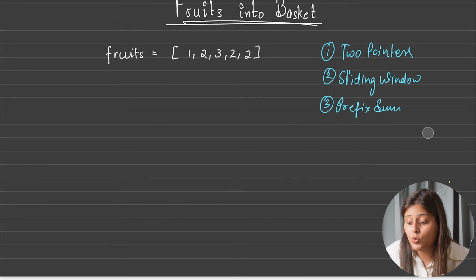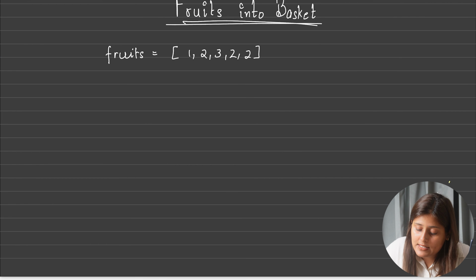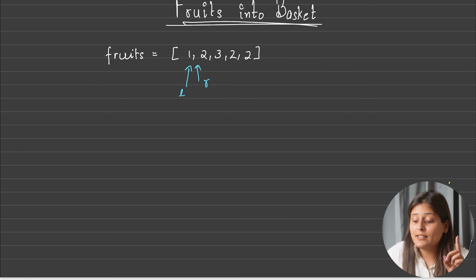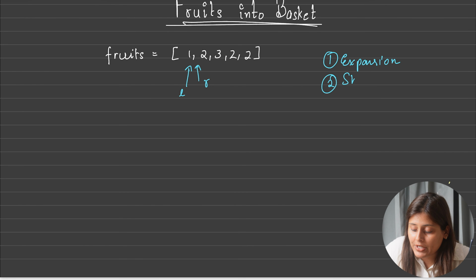Now what does the sliding window concept say? If you remember, in the sliding window, we always start with left and right, and we initialize them with the same pointer. And there are two phases in the sliding window. First is nothing but the expansion phase, which we do with the help of the right pointer. And second is the shrinking phase, and shrinking we do with the help of the left pointer. So here also we will do the similar thing.